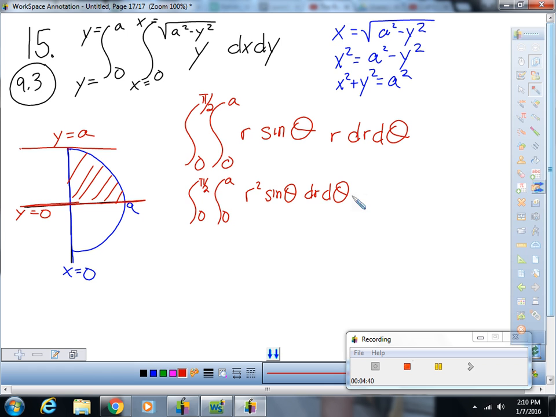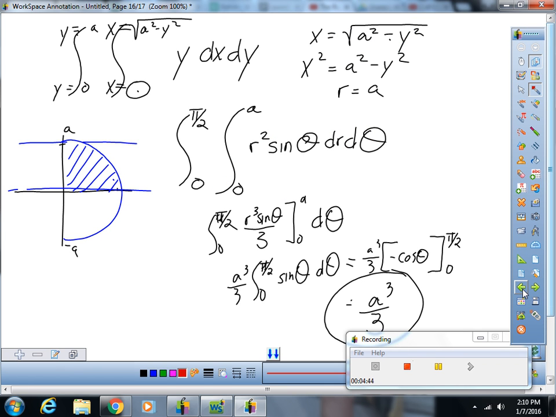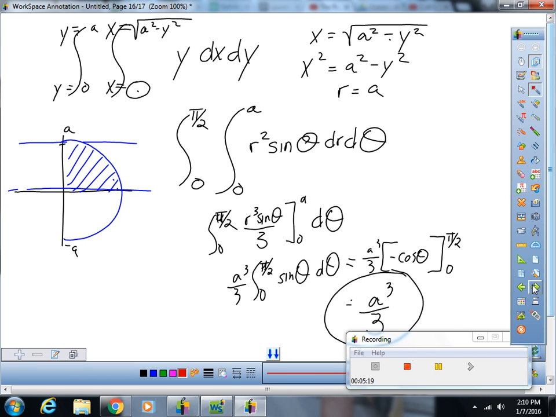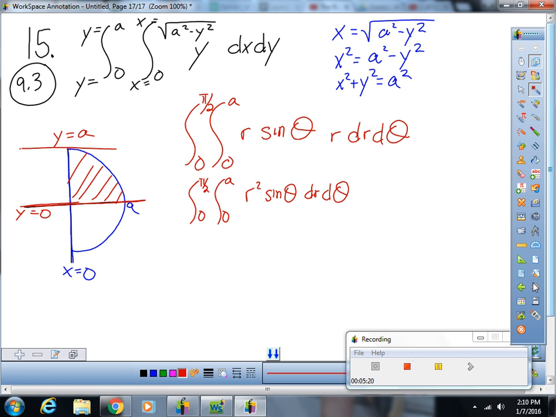Let me just look at something that I did earlier today. In this one, this is number 11. If you want to see number 11, you could pause it and look at it. But notice that in this one, this was our function. It was already given to us in polars. We left the r out of this because then we let u equal 9 minus r squared. Du then is negative 2r dr, and that r becomes very helpful in terms of u substitution. So that's just a hint. All right, back to problem number 15.